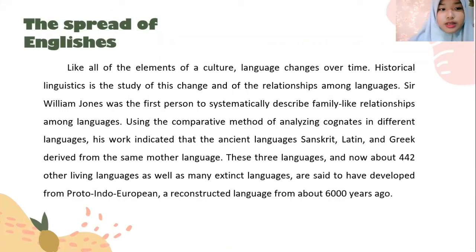The spread of Englishes. Like all of the elements of a culture, language changes over time. Historical linguistics is the study of this change and of the relationship among languages. Sir William Jones was the first person to systematically describe family-like relationships among languages, using the comparative method of analyzing cognates in different languages. His work indicated that the ancient languages, Sanskrit, Latin, and Greek, derived from the same mother language.